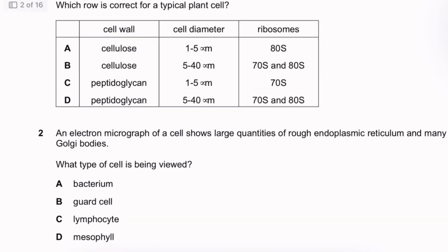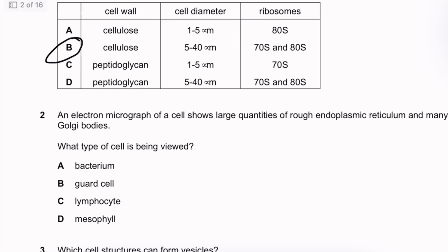Which row is correct for a typical plant cell? Cell wall, cellulose, cell diameter 1 to 5, definitely not 1 to 5 micrometers. This is your typical bacterial cell. Ribosomes, both 70S and 80S? You're only going to find 70S ribosomes in bacteria. You're also going to find bacteria to be 1 to 5 micrometers in diameter, and peptidoglycan cell walls will be found in bacteria. So cellulose and 5 to 40 and 70S and 80S.